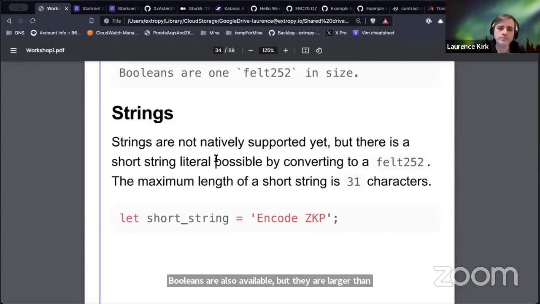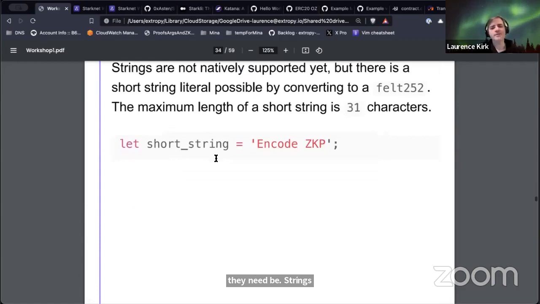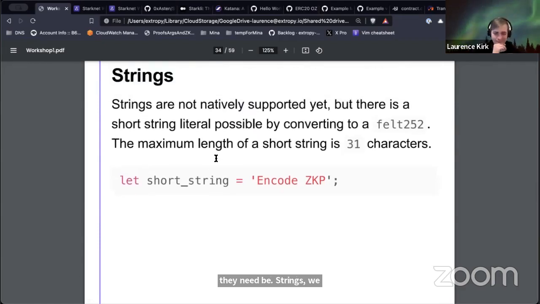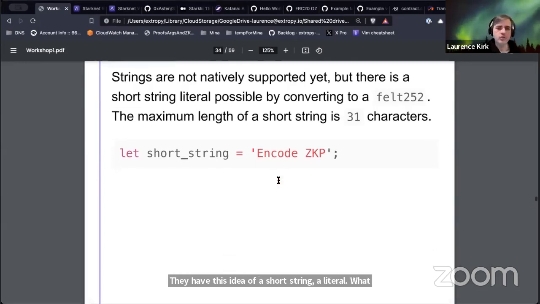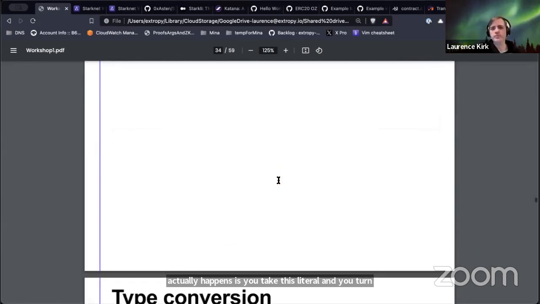Strings are not native. They have this idea of a short string, a literal. What actually happens is you take this literal and you turn it into a numeric value, into a felt.